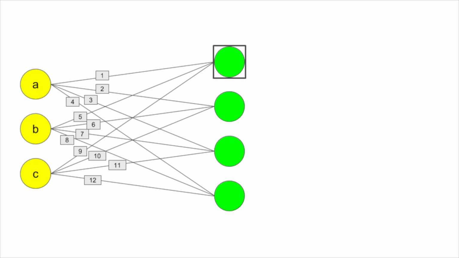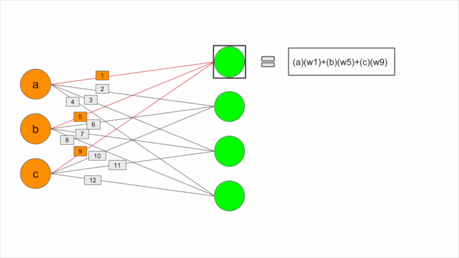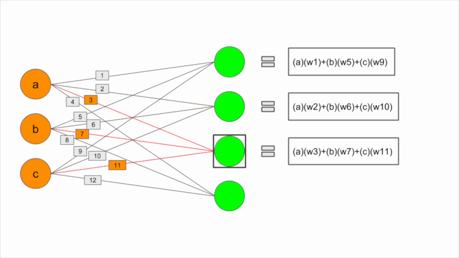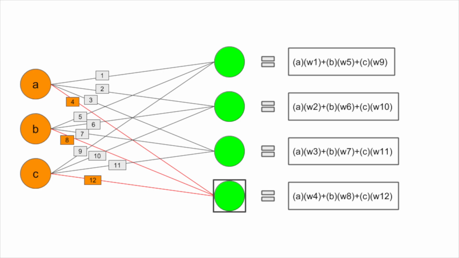So the first neuron in this layer is going to equal A times weight 1 plus B times weight 5 plus C times weight 9. The second neuron will equal A times weight 2 plus B times weight 6 plus C times weight 10. The third neuron will equal A times weight 3 plus B times weight 7 plus C times weight 11. And the fourth neuron will equal A times weight 4 plus B times weight 8 plus C times weight 12. And each of these expressions that represent the neuron will have to be passed through a function eventually.